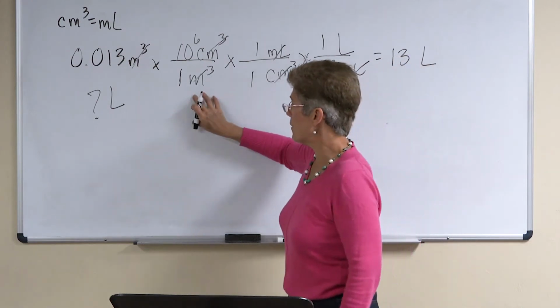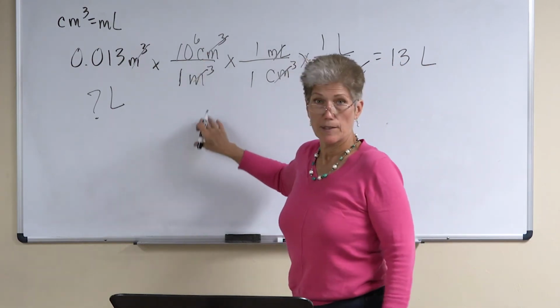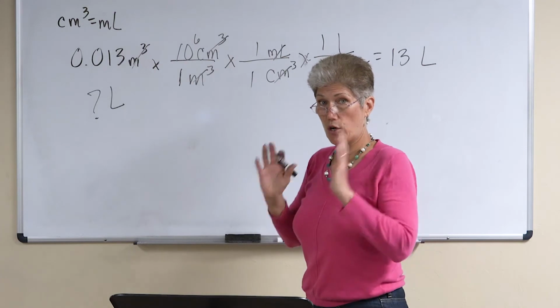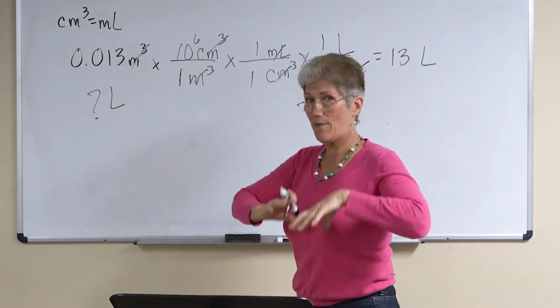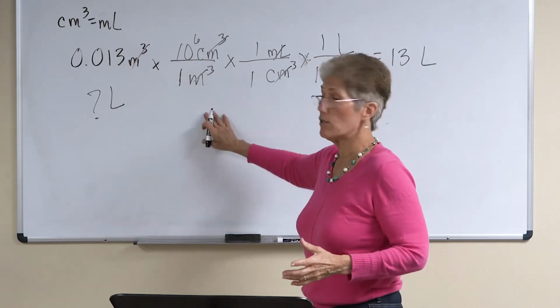But remember, this one you had to figure out by cubing the whole thing. You started with the linear, which is 100 centimeters over 1 meter, and then you cube the entire thing. And that's how you got that part.